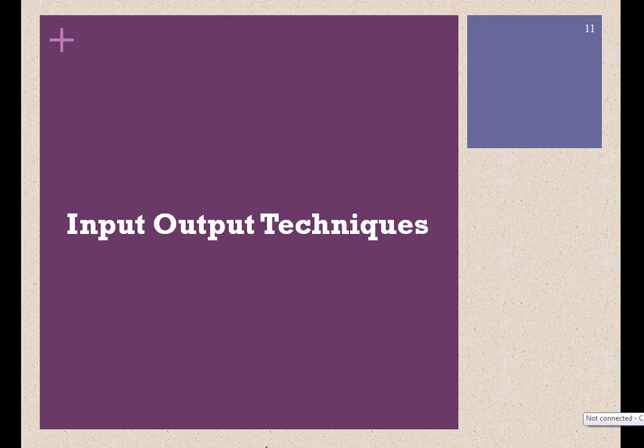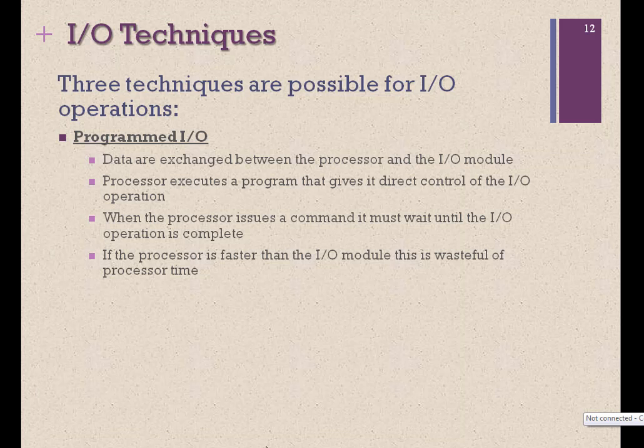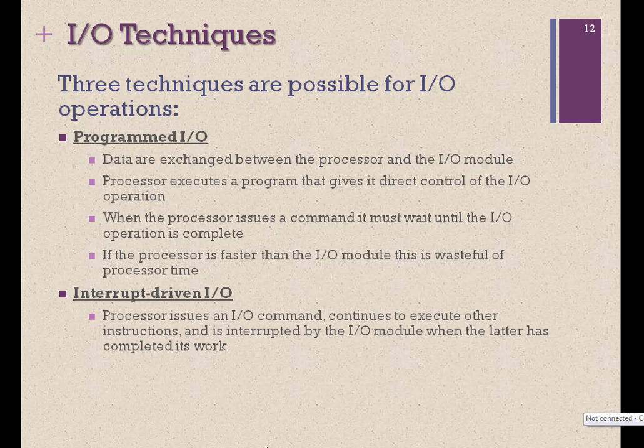Input/output techniques: there are three techniques for IO operations. The first is program IO, where data is exchanged between processor and IO modules. The processor executes a program and also issues commands for execution. Since the processor is faster than the IO modules, this is wasteful of processor time.